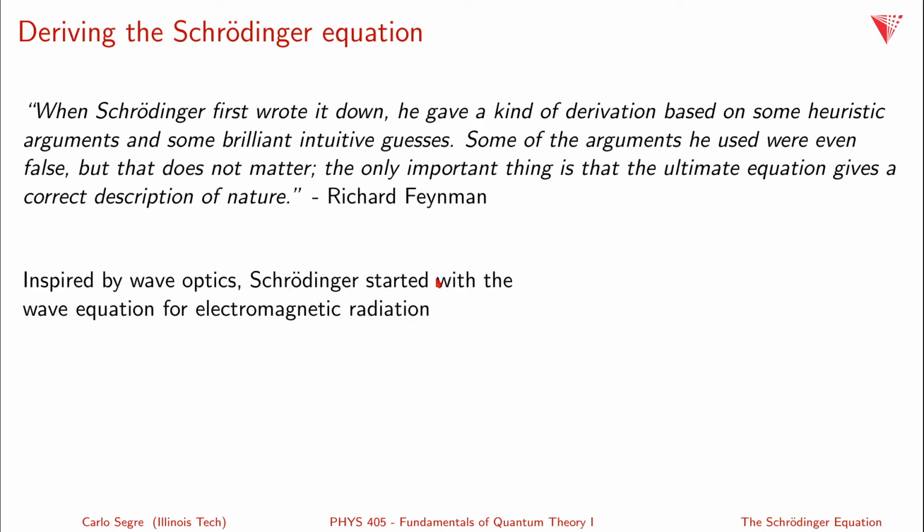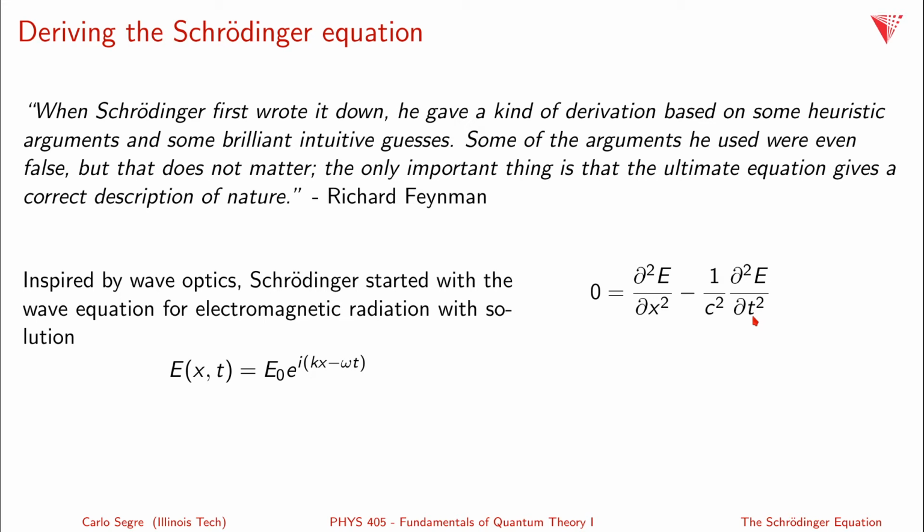So Schrödinger was inspired by wave optics. He started with the wave equation for electromagnetic radiation. We've all seen this. It says that the electric field, for a traveling wave, has to follow this second order equation in time and space. So for a one-dimensional electric field, 0 is equal to the second derivative of the electric field with respect to space, minus 1 over c squared times the second derivative of the electric field with respect to time. And that's the wave equation for an electric field.